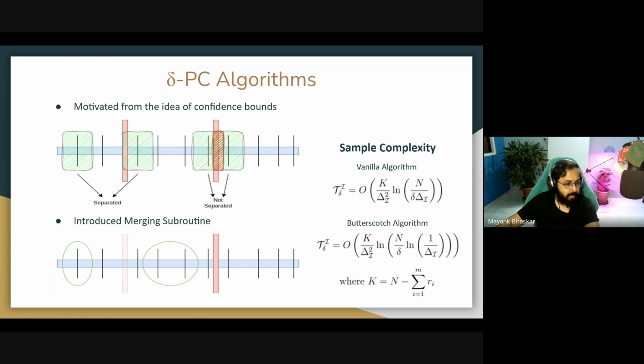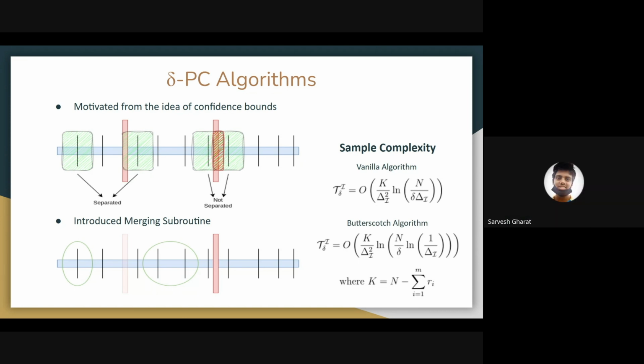Could you also highlight the sample complexity, like your butterscotch algorithm versus the vanilla one? I think in the paper you also have a butterscotch round robin algorithm. So will you be covering that in the future slides as well? No, not really. I didn't add it in the slides as this is a complicated expression, I would say, and would be hard to interpret.